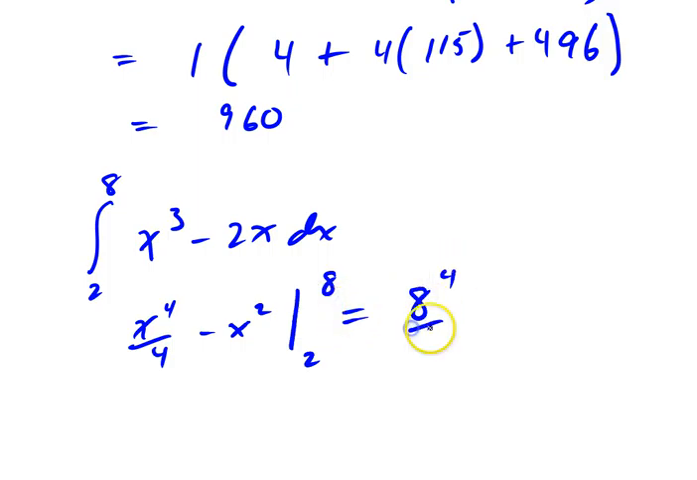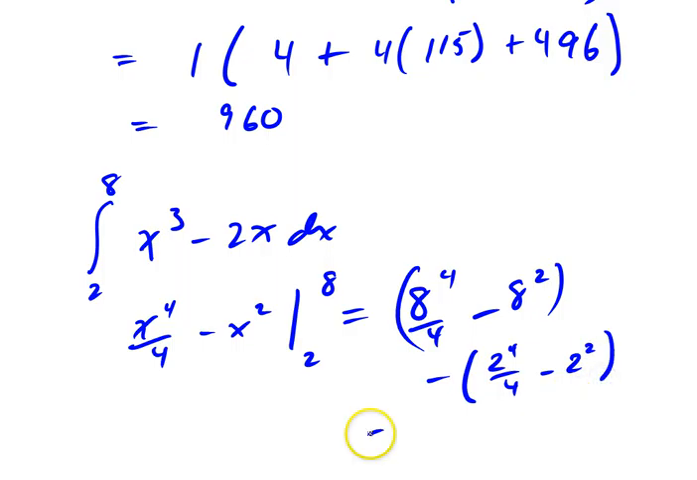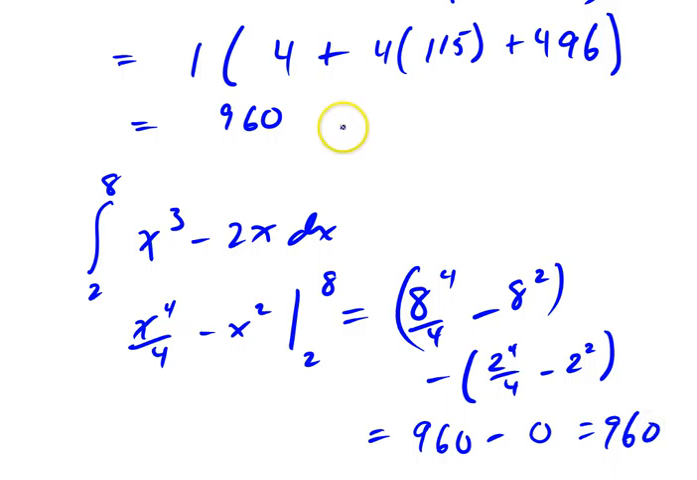So that's 8 to the 4th over 4 minus 8 squared minus what you get when you plug a 2 in. So 2 to the 4th over 4 minus 2 squared. And that ends up equaling, stuff in the first parentheses here is 960 minus the stuff in here ends up being 0. So I get 960. How's that compare to my estimate? Oh, exact. Coincidence? I don't think so.